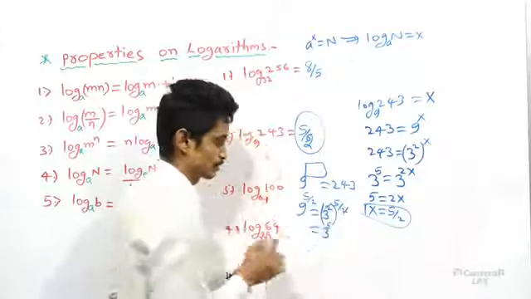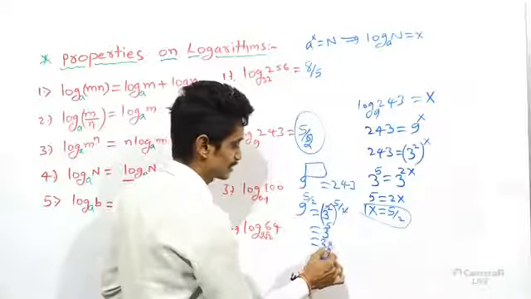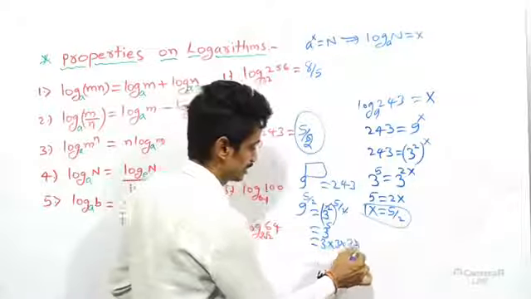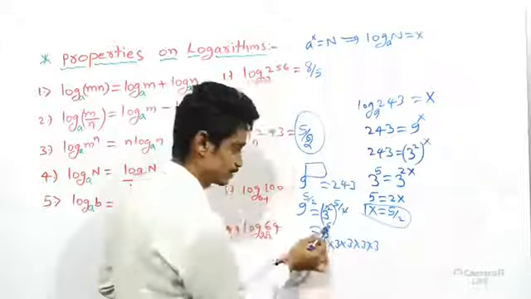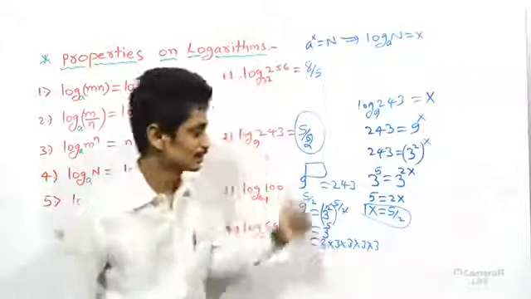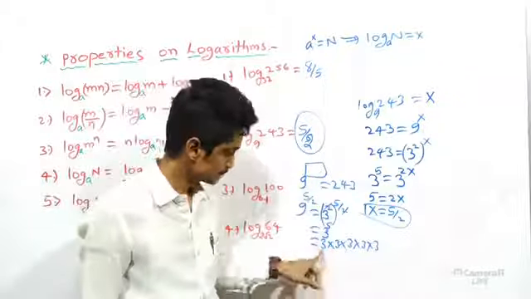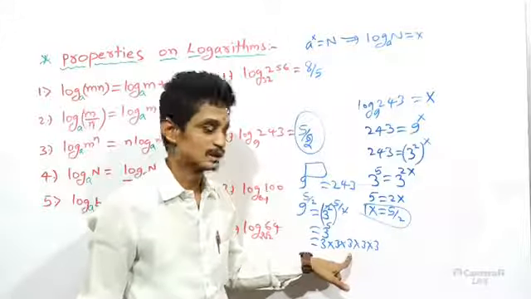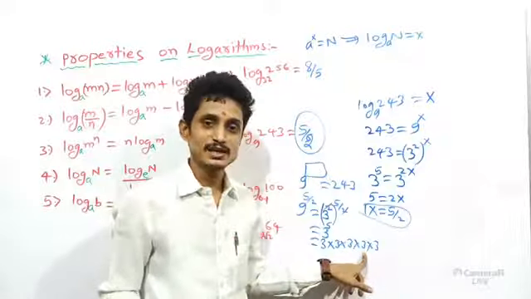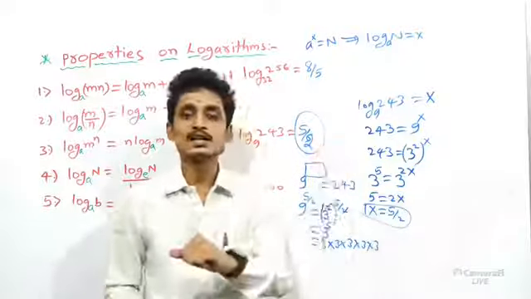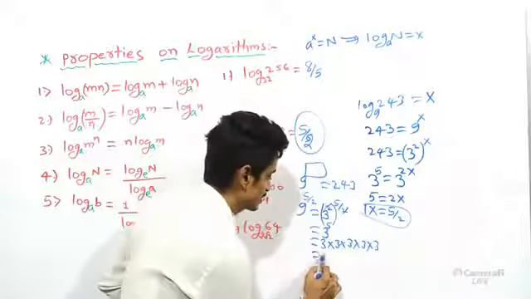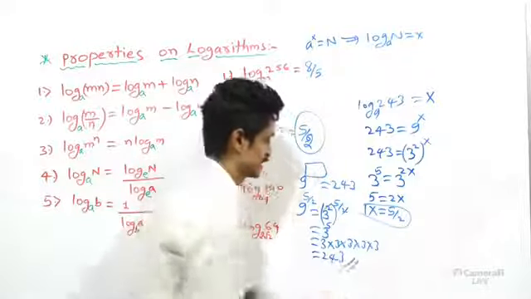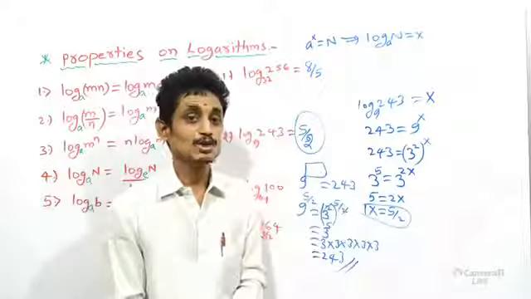3 power 5 is nothing but 3 into 3 into 3 into 3 into 3. How many times? The power is 5, so 5 times. Let us start to multiply. 3 3s are 9. 9 3s are 27. 27 3s are 81. 81 3s are 243. Exactly, my answer is 243. Yes, our answer is also correct.